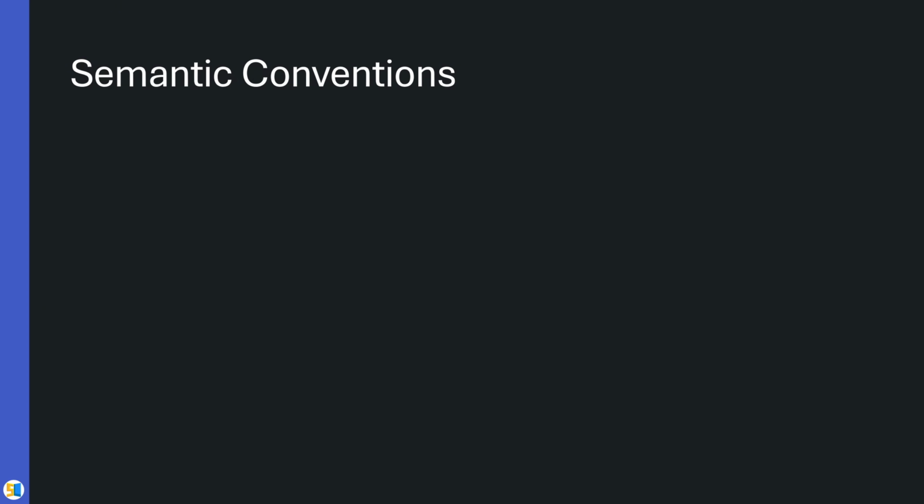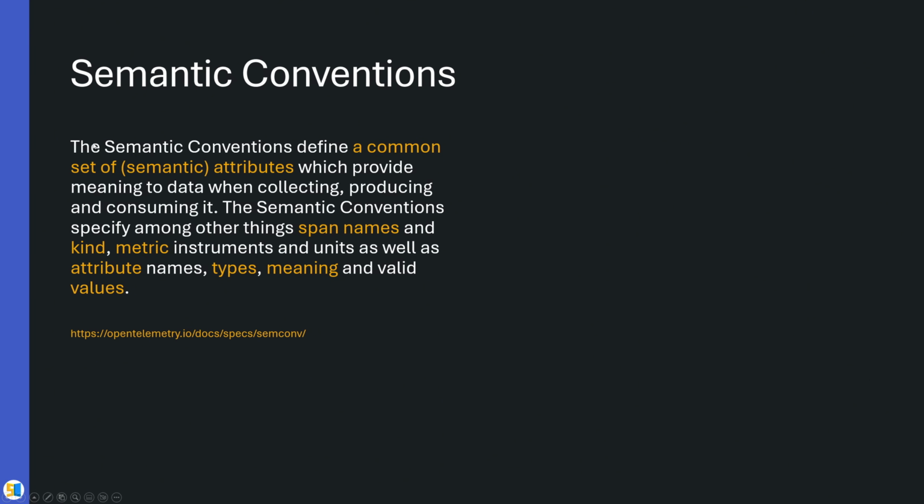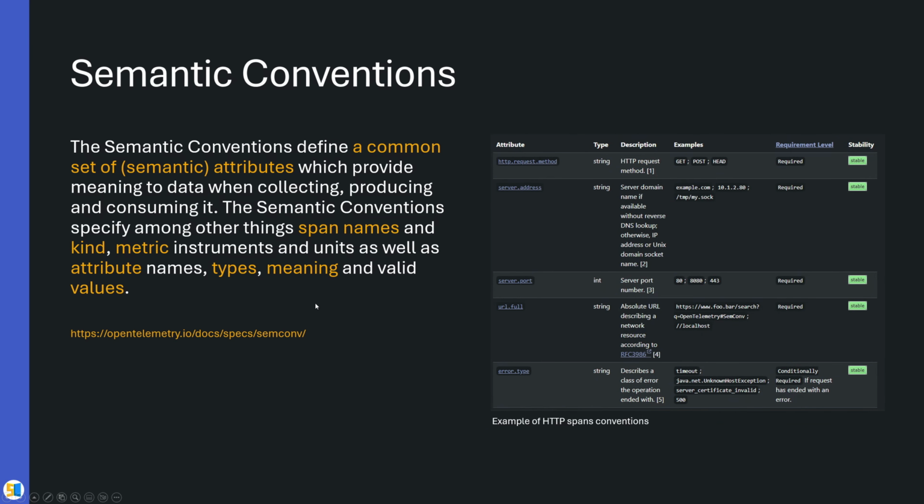And we also have semantic conventions. It's not just for trace, basically, it's for other types of signals. The semantic conventions define a common set of semantic attributes which provide meaning to data when collecting, producing, and consuming it. The semantic conventions specify, among other things, span names and kind, metric instruments and units, as well as attribute names, types, meaning, and valid values.